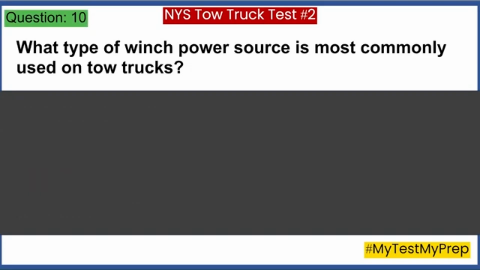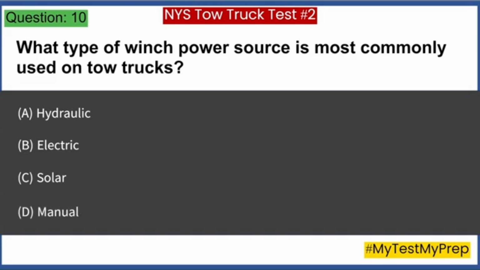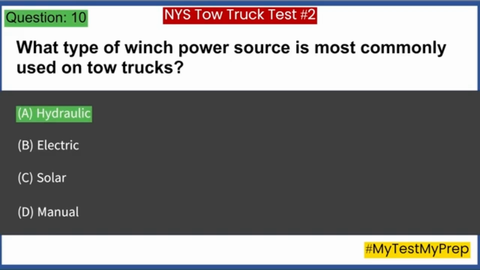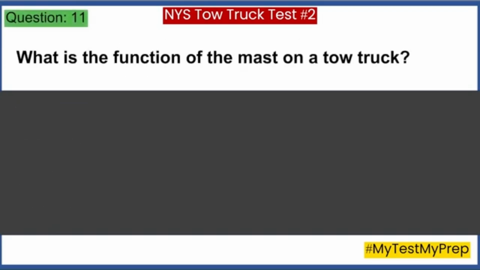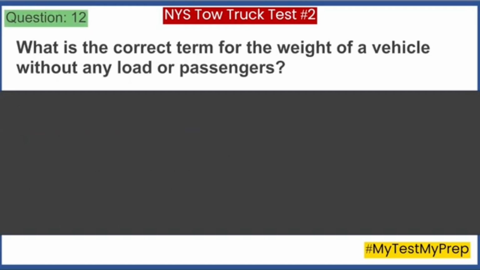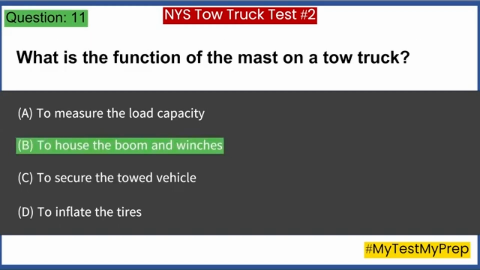What type of winch power source is most commonly used on tow trucks? A. Hydraulic. B. Electric. C. Solar. D. Manual. Answer: A. Hydraulic. What is the function of the mast on a tow truck? To house the boom and winches.